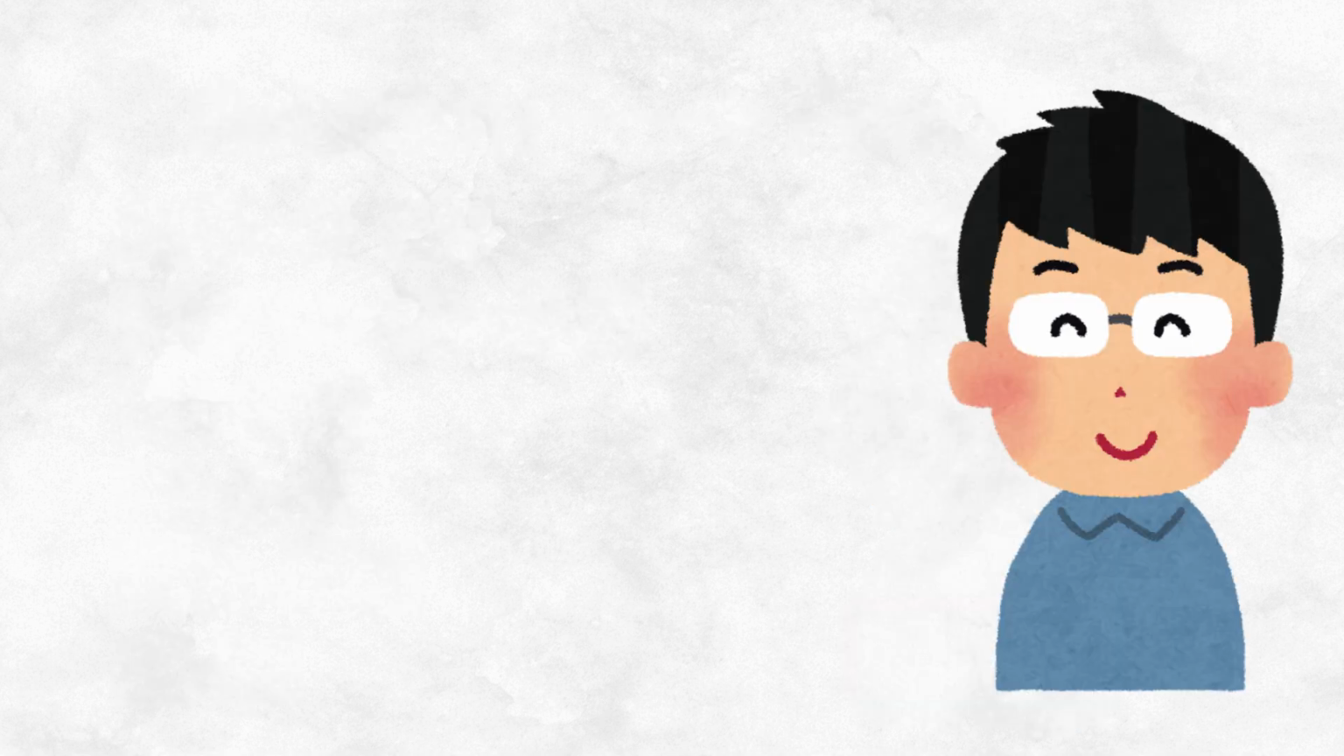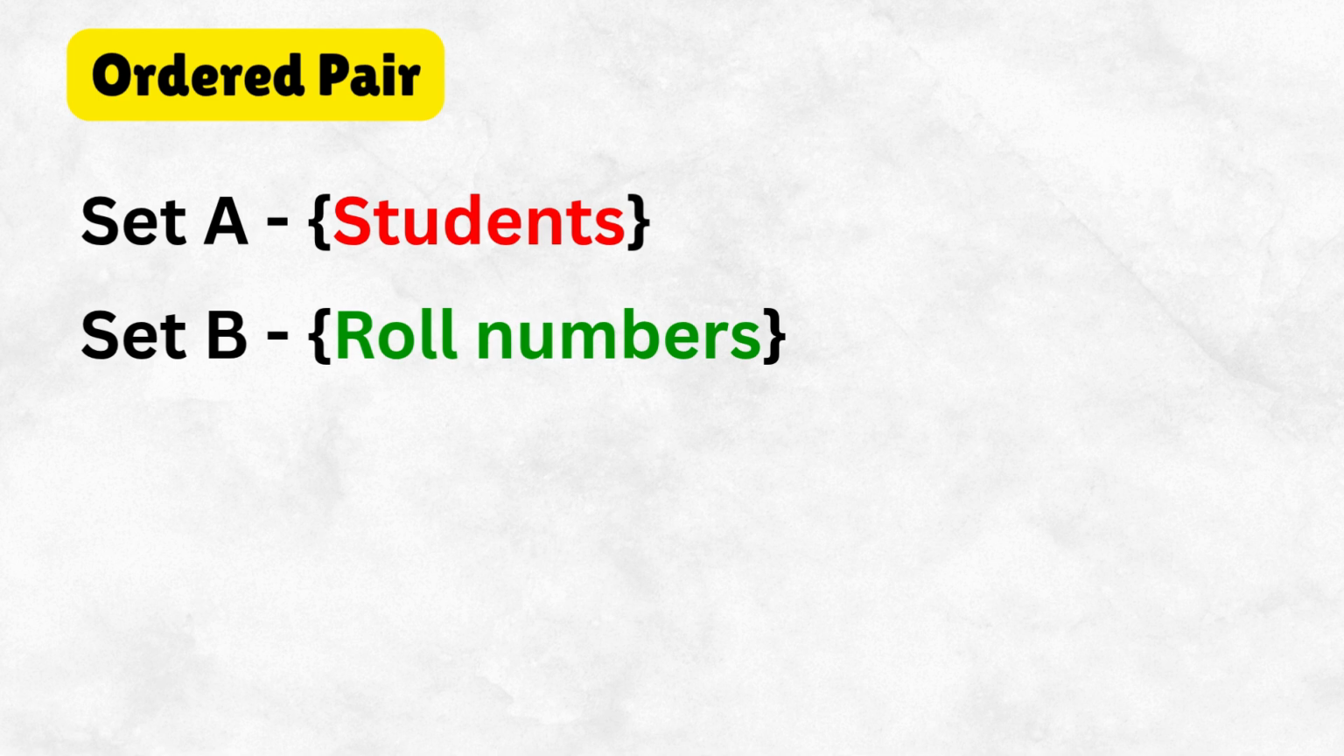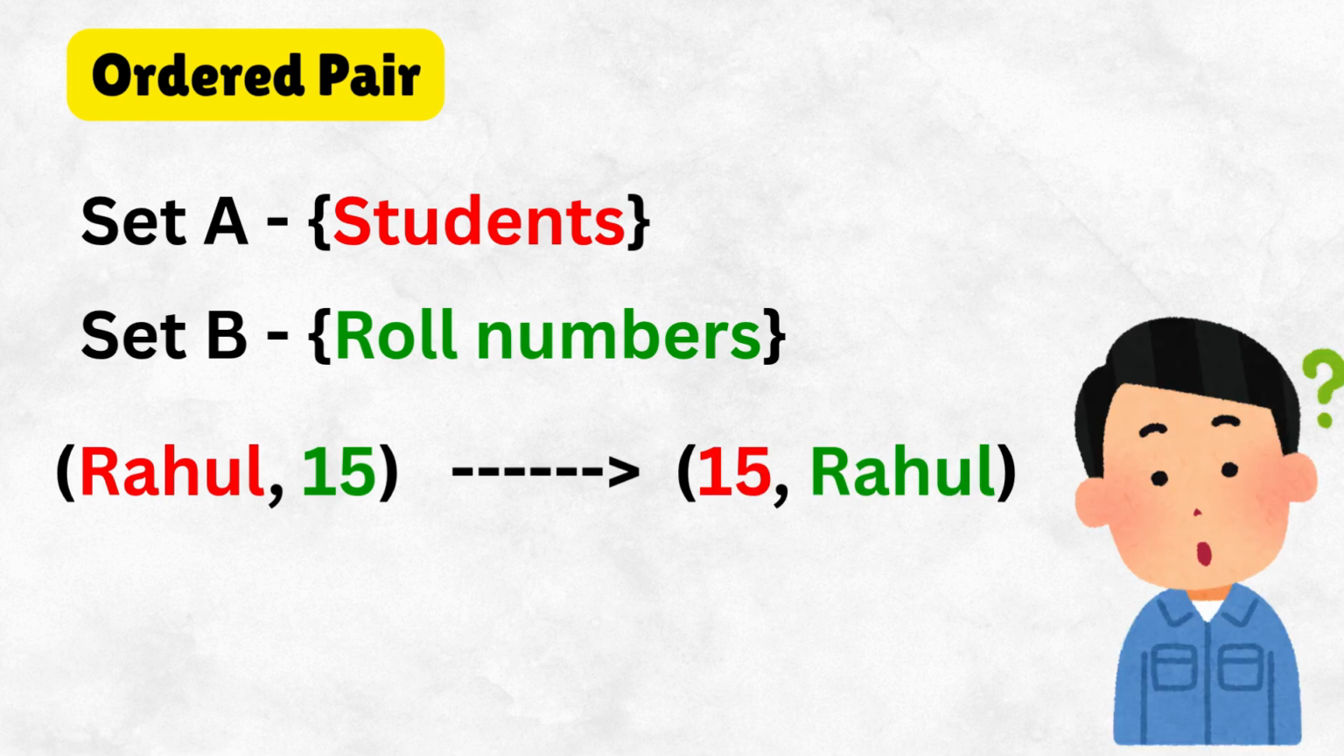Now let's begin with the most basic building block of everything that comes next: the ordered pair. Imagine one set contains students, and another set contains their roll numbers. Now consider the ordered pair Rahul and 15. It simply means Rahul has roll number 15. Now let's reverse the order: 15 and Rahul. Does it represent the same information?